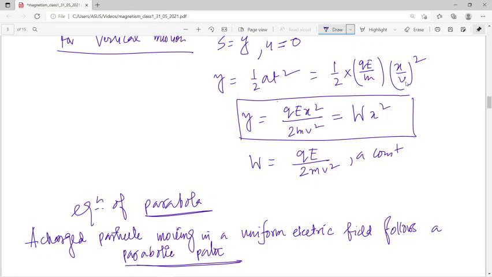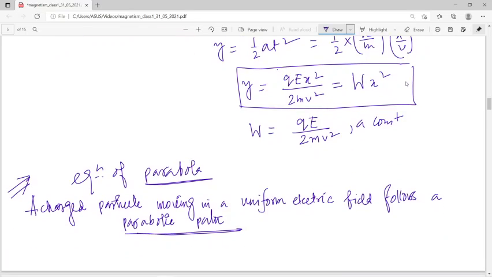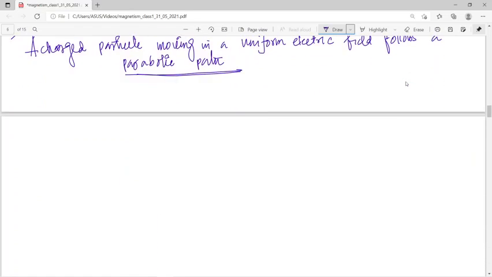That would be another case. But the thing you should remember is that a charged particle moving in a uniform electric field follows a parabolic path. That is the main thing that we deduce from there, and we've deduced the derivations.